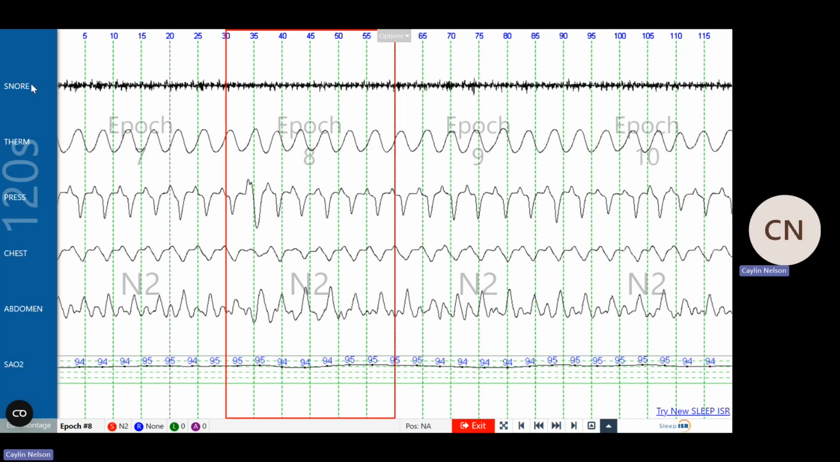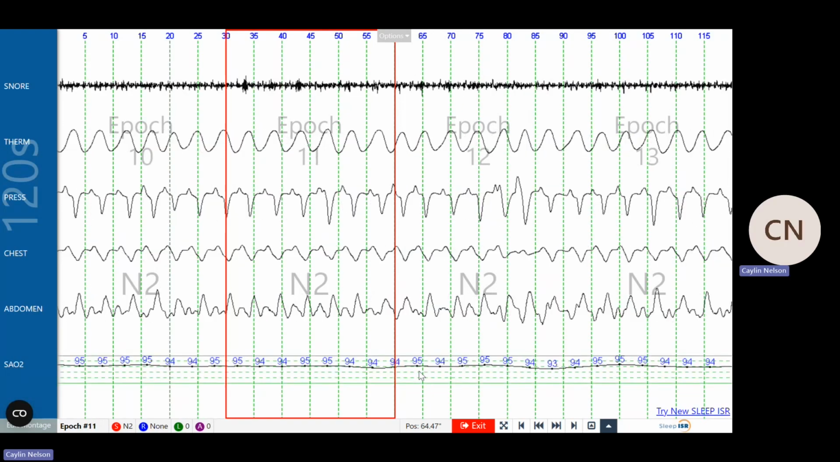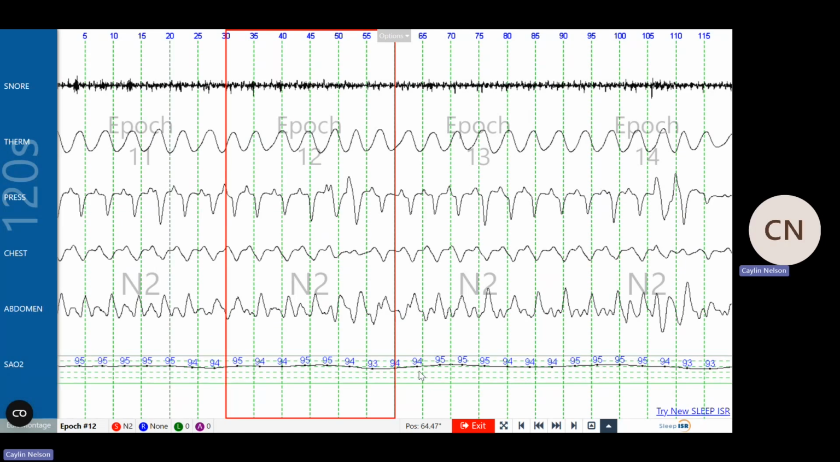So continuing on, we're going to be looking a little bit into our snore channel. You can see compared to beforehand, not really much snoring going on. So we're going to go ahead and continue on. We're going to look at our next set of 4 epochs here. We're going to look at epoch 11 through 14.